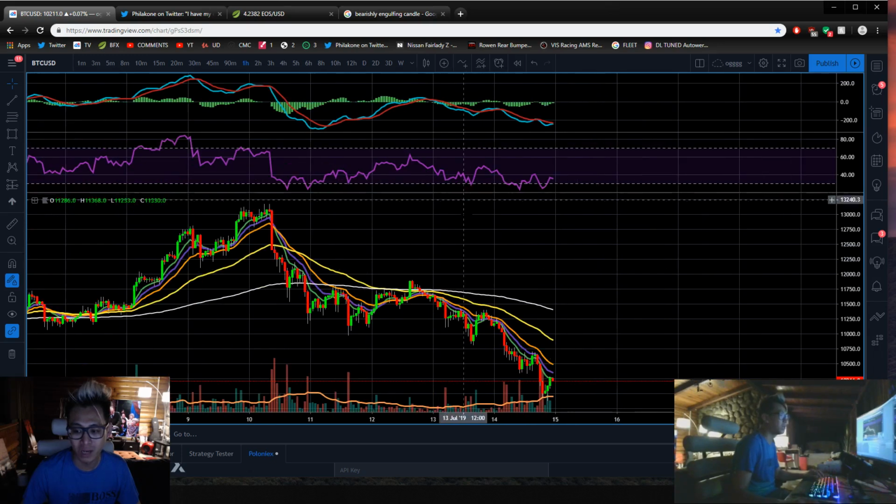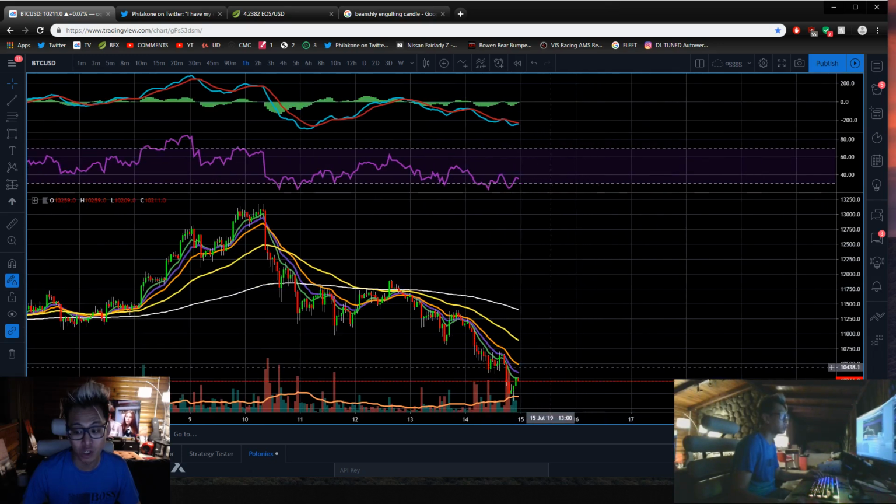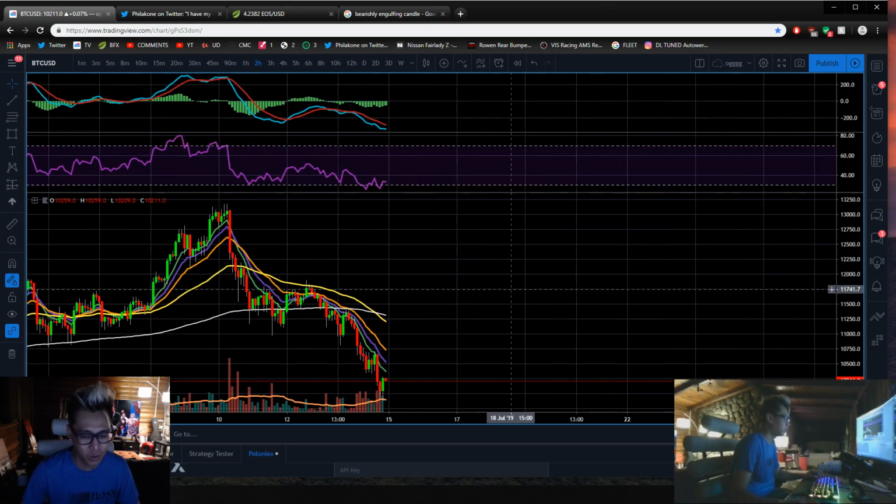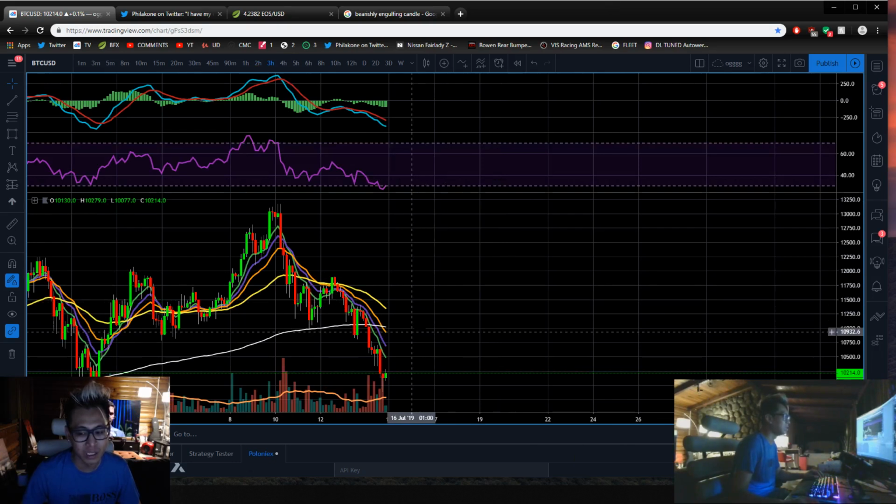We say to ourselves, all right, well, the 1-hour chart passed down well below the 55 and the 200 EMA. What is the 2-hour doing? Crap. The 2-hour chart is actually doing a death cross already. 3 hours is about to death cross, right? Well below the 55 and the 200 EMA.